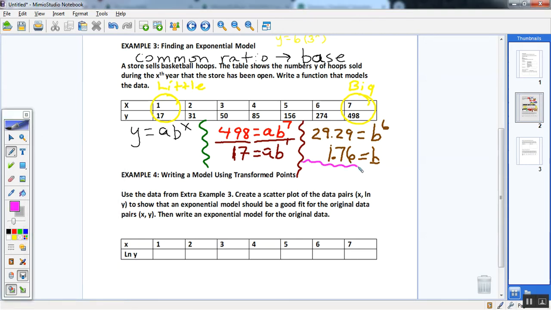I'm going to divide up here, and I'm going to say, okay, kids, we can now say y equals a times 1.76.